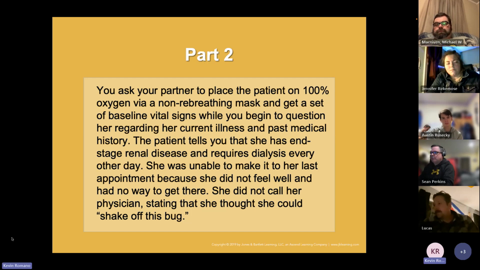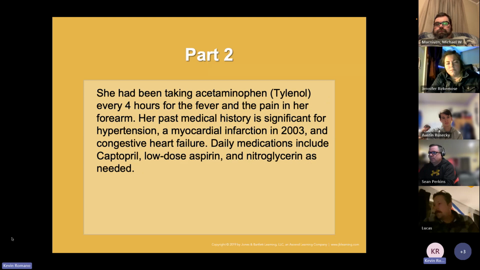She's been taking acetaminophen every 4 hours for the fever and the pain in her forearm. Her past medical history is significant for hypertension, and she had an MI back in 2003. She does have congestive heart failure as well. Daily medications include captopril, low-dose aspirin, and nitroglycerin as needed.